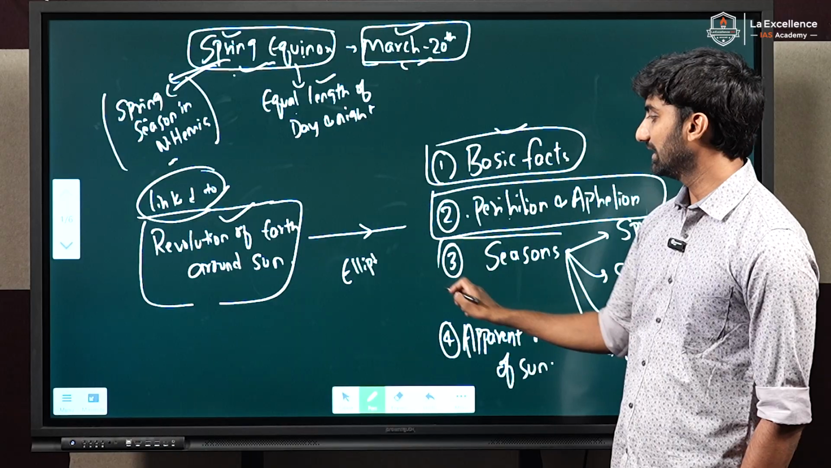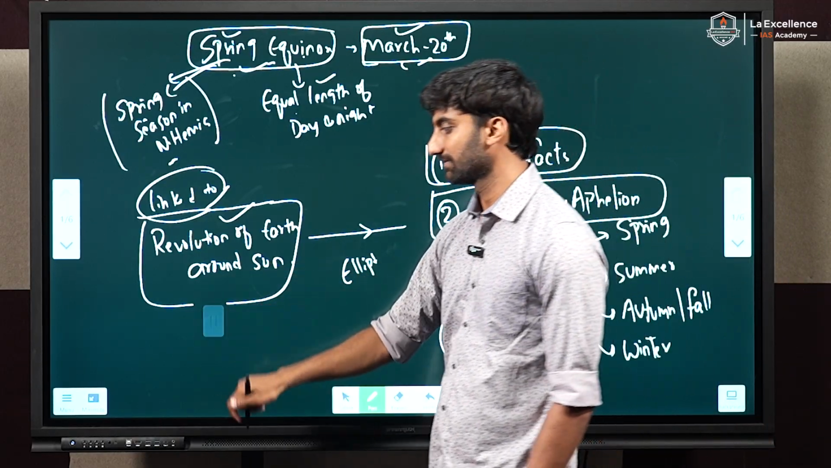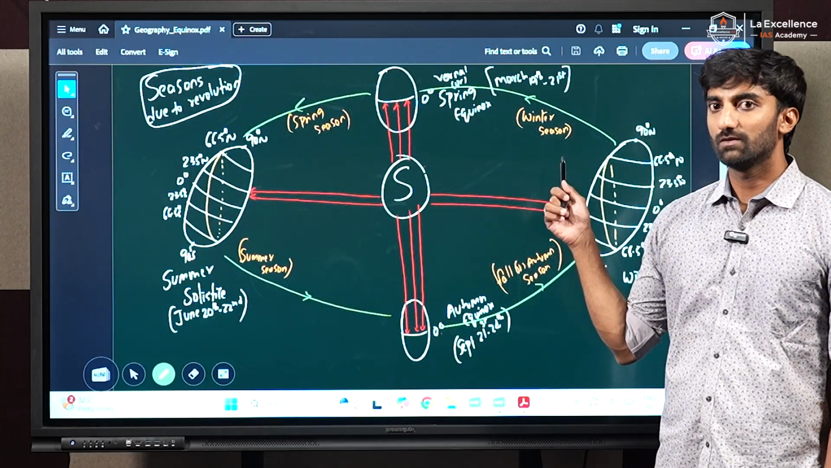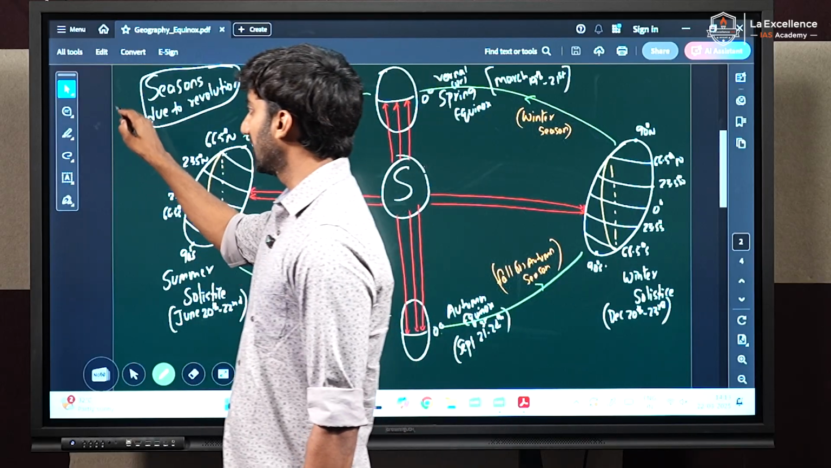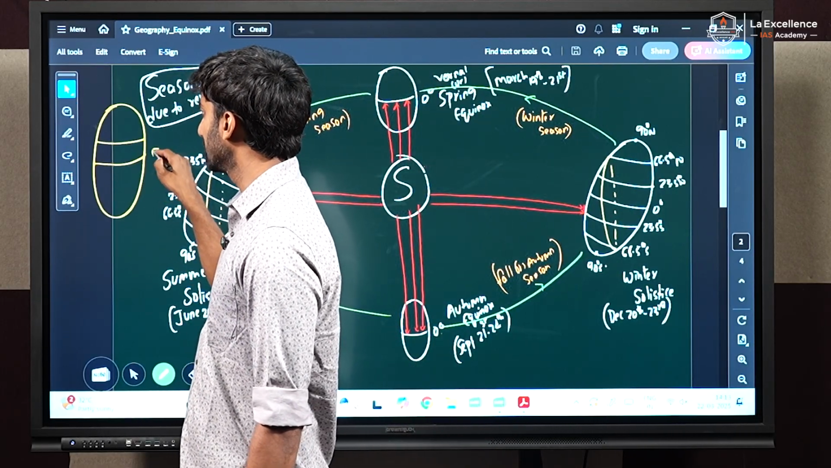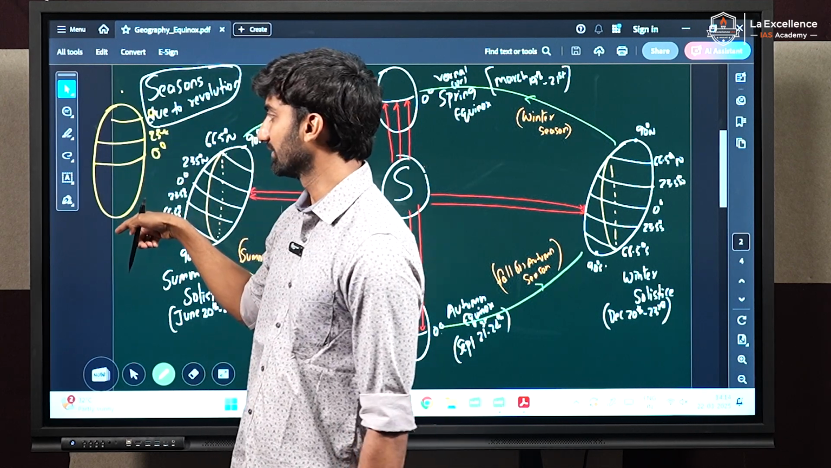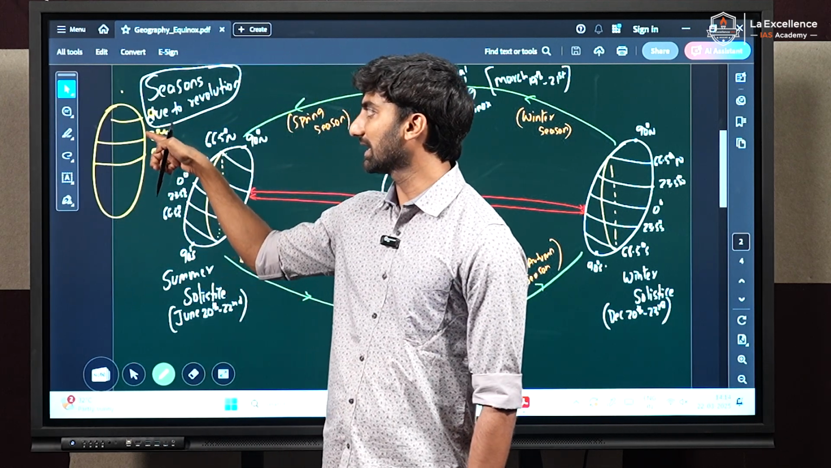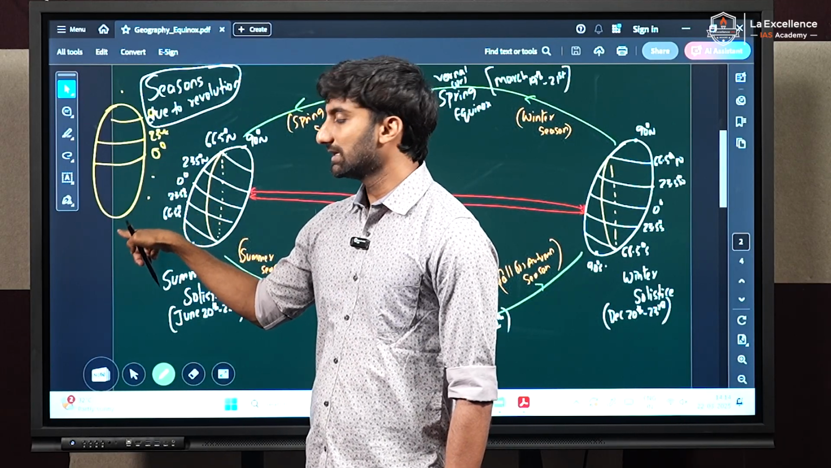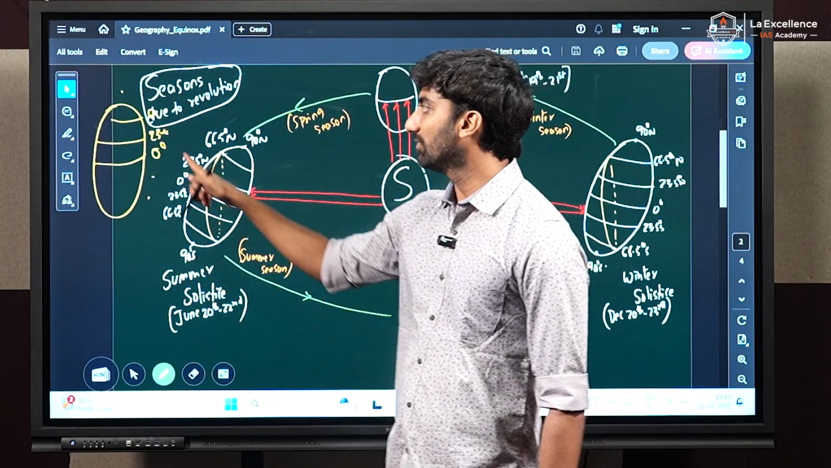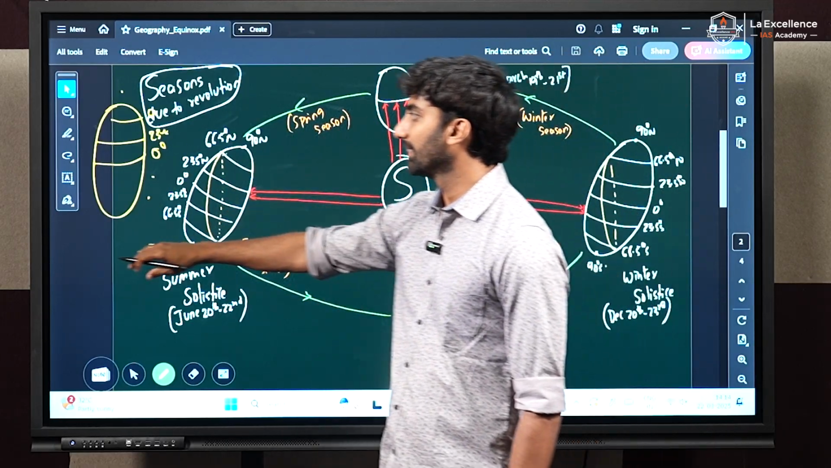Now we are discussing important seasons which are formed because of revolution of Earth around Sun. This is how Earth is revolving around the Sun in an elliptical orbit. We have very important latitudes around Earth: 0 degrees, 23.5 degrees, 66.5 degrees, and 90 degrees north, and the same in the southern hemisphere. We call them respectively equator, Tropic of Cancer, Arctic Circle, North Pole, Tropic of Capricorn, Antarctic Circle, and South Pole. These important latitudes play a very critical role in revolution of Earth around the Sun.